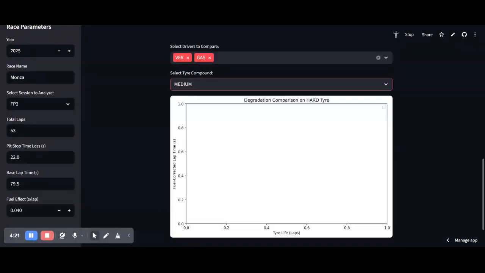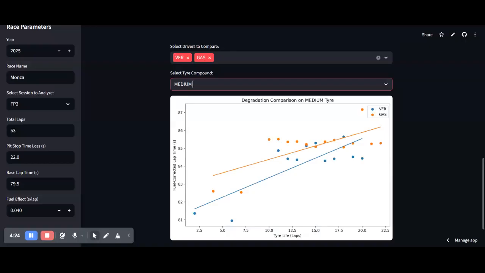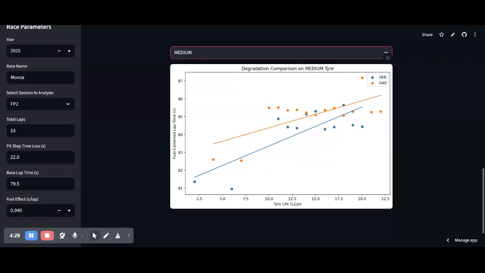Yeah, so both Verstappen and Gasly used the medium compound, and we can see the degradation rate for both the drivers. So the x-axis shows the tire life, and the y-axis shows the fuel corrected lap time. So this is a linear regression model. So the line tells us the relationship between the tire life and the fuel corrected lap time. So as we can see, as the tire life increases, the lap time also increases because obviously the medium tire is wearing out and the time is going to increase.